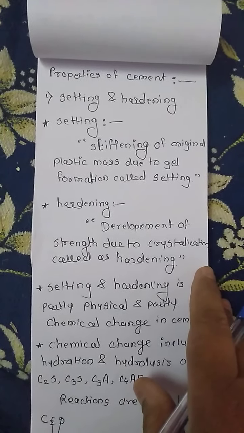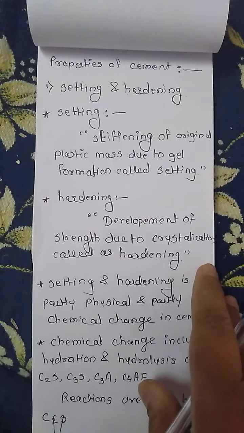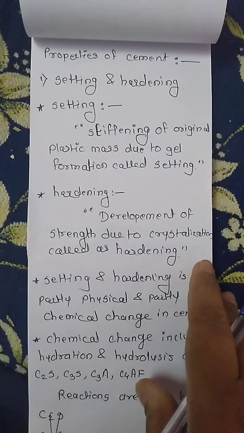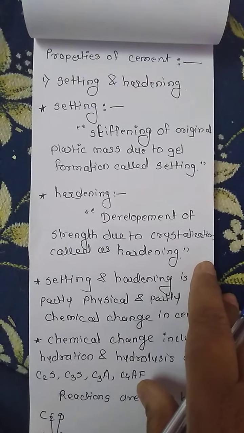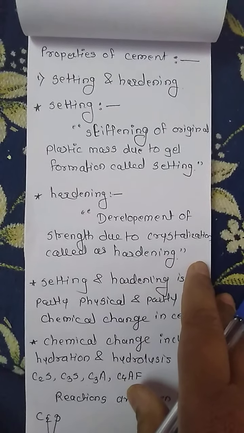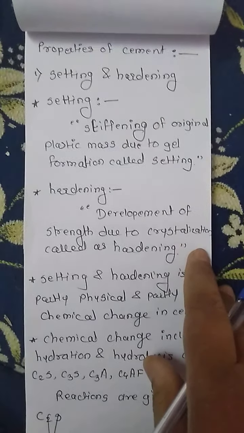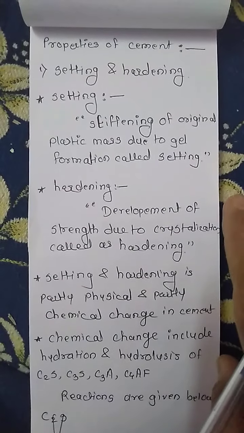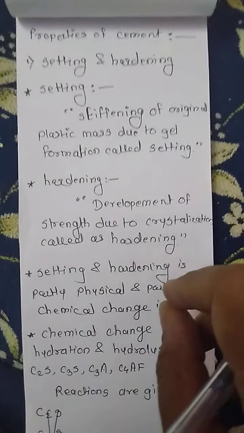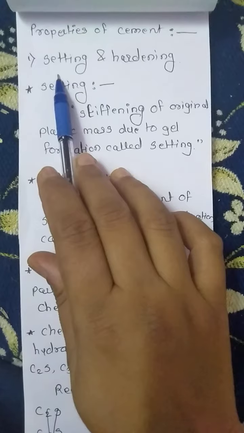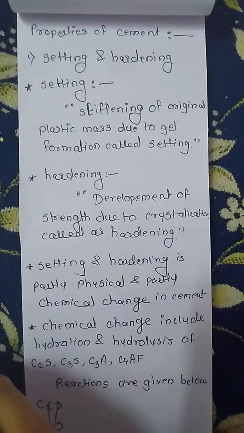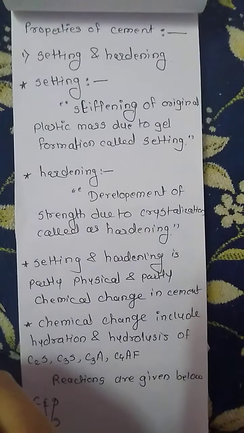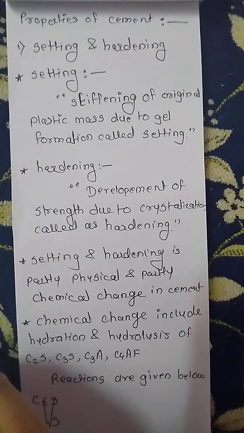Very good afternoon, students. Today we have to see the next part of our fifth unit, that is cement, properties of cement. Okay. So which are the properties of cement, students? There are three main and important properties of cement. The first one is setting and hardening. The second one is soundness of cement, and the third one is heat of hydration. So we have to see all these one by one.